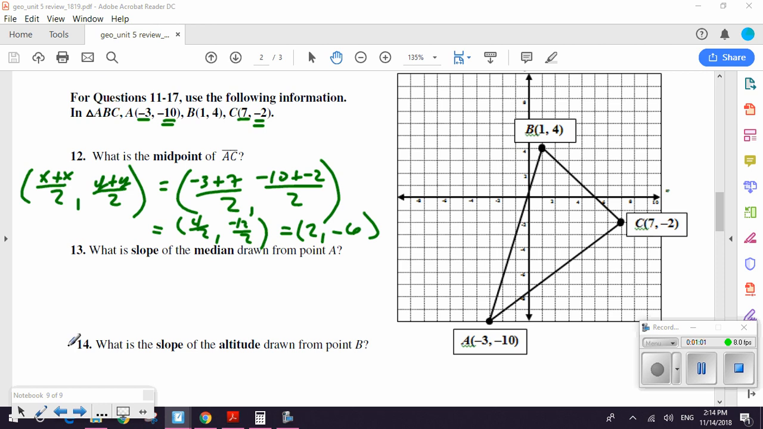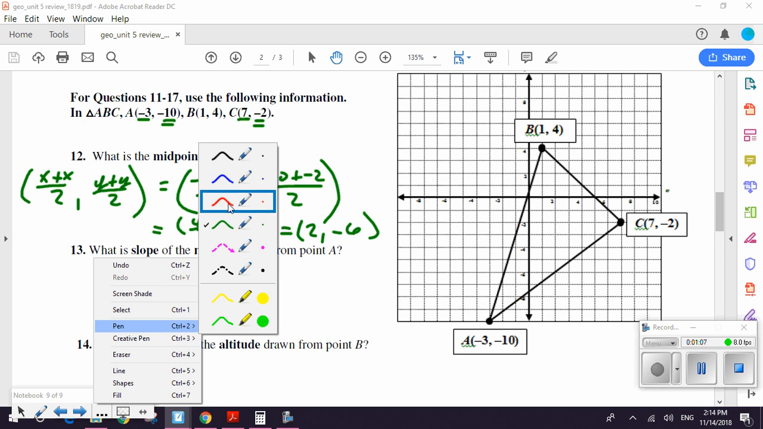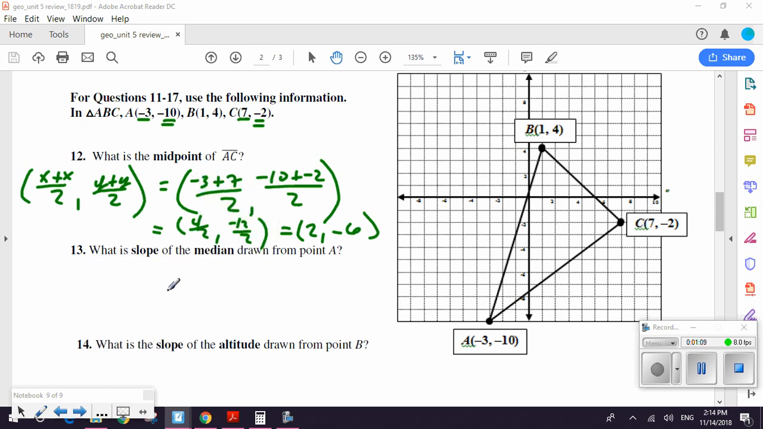Number 13 wants us to find the slope of the median from point A. Again, a median needs a vertex, so the vertex is point A, and it needs a midpoint. So when I leave vertex A and go to the other side, it is BC. So I need the midpoint of BC first. So again, we know what the formula is.